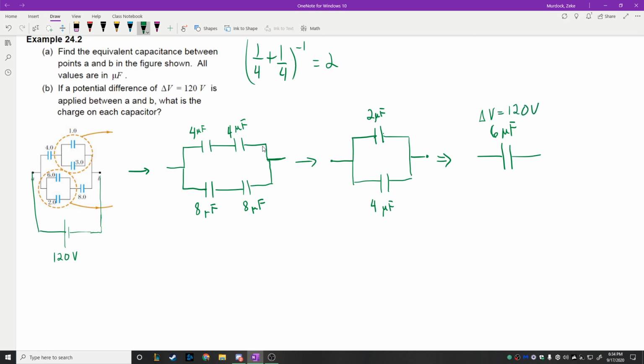And then the Q, which is equal to, again, remember the equation, Q equal to C times V, or Q equal to V times C, however you want to remember it. So the charge here is going to be 6 times 120, which should be what, like 720 microcoulombs.